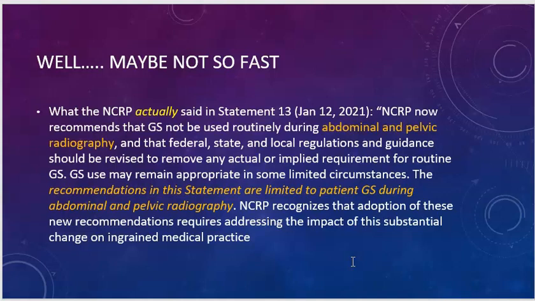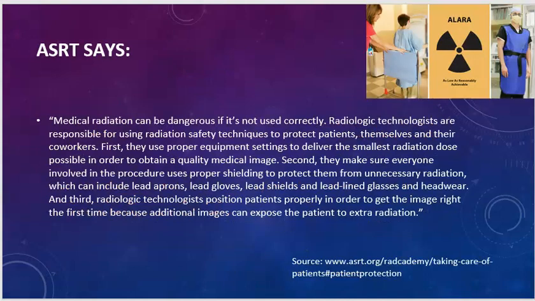There's no reason to not shield a patient if you're doing chest x-rays or if you're doing extremity x-rays. Anything that's away from the pelvis, we can still shield like we normally were. So I think there was a big misunderstanding as to what the NCRP was really talking about. But what do our agencies say?